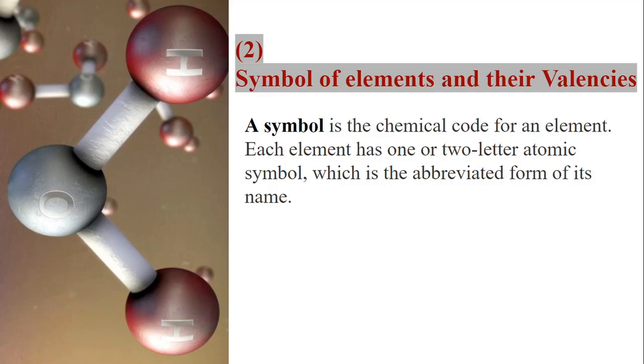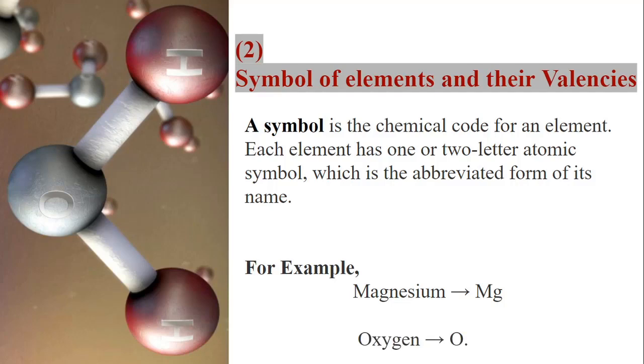Let us understand by an example so we can easily understand the symbols of elements. For magnesium we use Mg, capital M and small g. For oxygen, we use capital O. So these are the symbols of magnesium and oxygen.